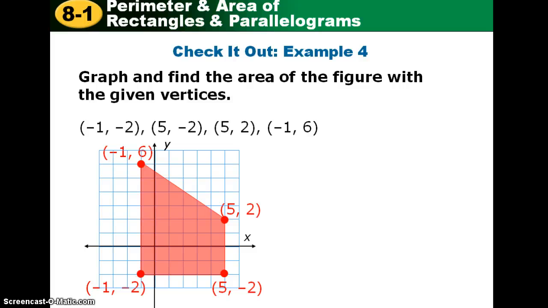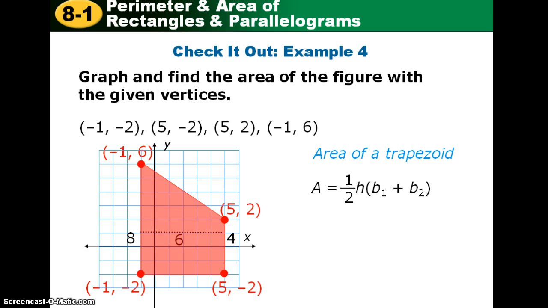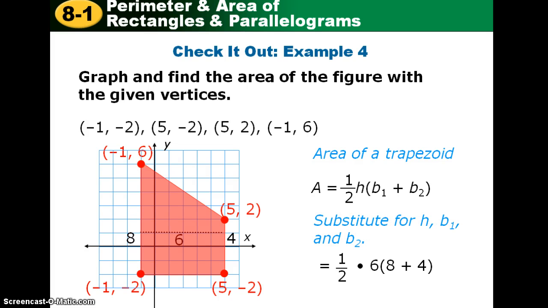Now we have a trapezoid. Remember, shapes can be turned all different directions. So the two bases right now are vertical, but they are the parallel sides. So we have 8 plus 4, and the height between those two sides is 6. Formula is 1/2 times the height times the quantity of the two bases added together. We add the bases together for 12. 12 times 6 times 1/2 is 36 units squared.